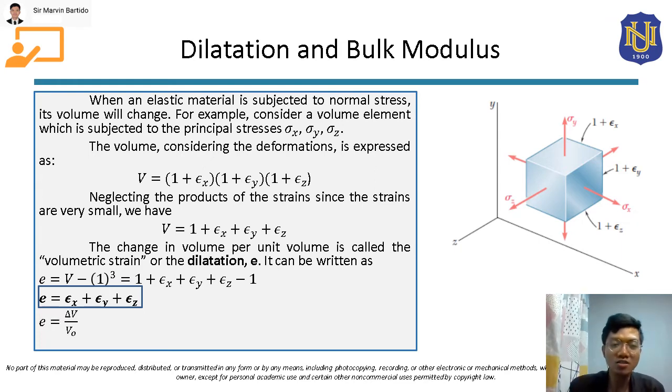Also, from the definition of dilatation, we can rewrite the formula for dilatation. Based on its definition, this is change in volume over the original volume. So this is change in volume per unit volume. These are the formulas for dilatation.